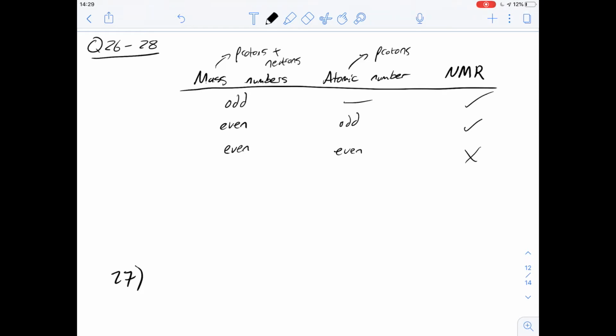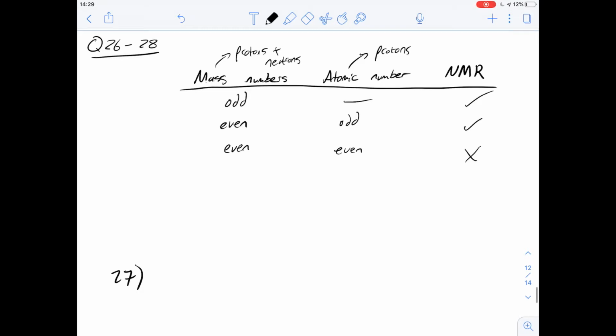Question 26 says of the three isotopes of hydrogen, those that exhibit NMR are what? So we're given these three isotopes. This number on the top left of each of the hydrogens here is the mass number. So remember, that's going to be the number of protons and neutrons.